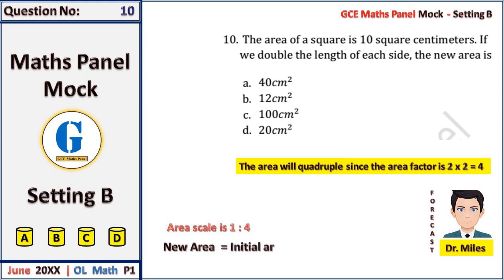So our new area will be equal to the initial area times 4, giving us 40 square centimeters, as illustrated in this diagram that is being shown. You can see how the area now multiplies.